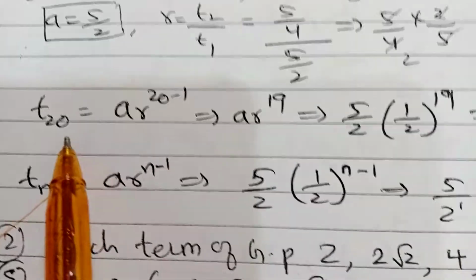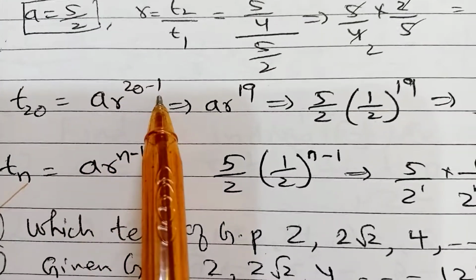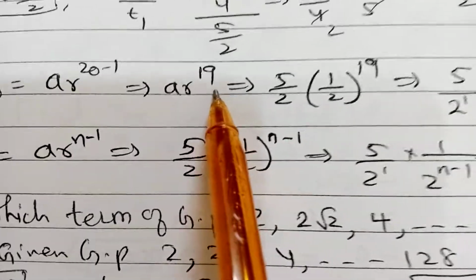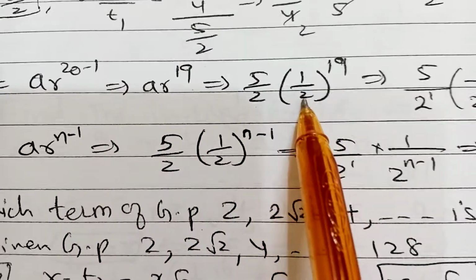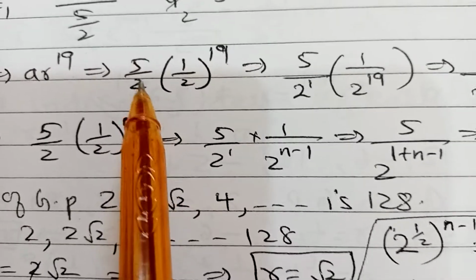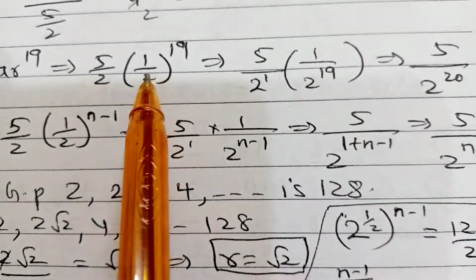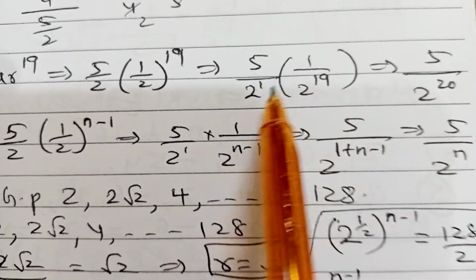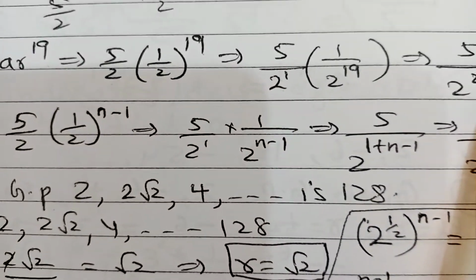So r is equal to 1 by 2 and a is equal to 5 by 2. First question, T20. The formula is ar^(20 minus 1), 20 minus 1 is 19. What is a? 5 by 2. What is r? 1 by 2, power 19. 5 as it is. See, 1 power of 19 is 1, 2 power of 19. 2 power of 19 into 2 power of 1 is 2 power of 20. Bases are same, powers should be added.